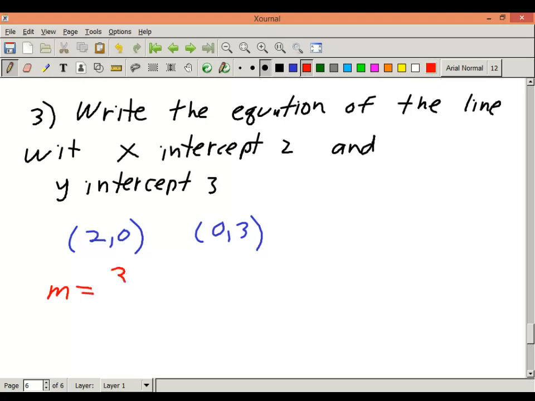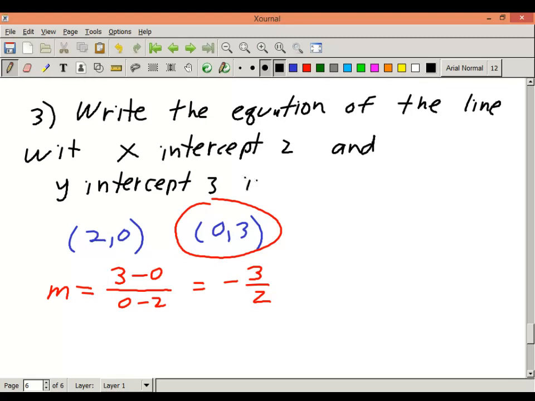Subtract the y, so 3 minus 0. Subtract the x's, 0 minus 2. So it looks like our slope is going to be negative 3 over 2. And again, we can take advantage, and I guess this has happened twice now. We know a y-intercept, so we can go directly to our equation. By the way, I should have mentioned this is in slope-intercept form, because sometimes they might ask you for different forms. So again, that means it's going to be y equals mx plus b.